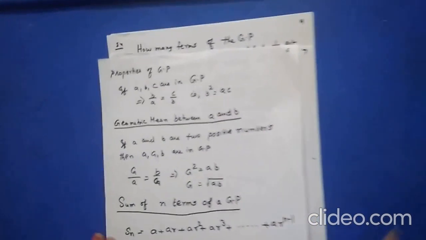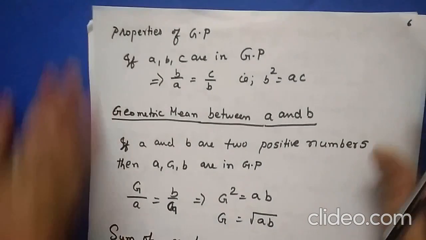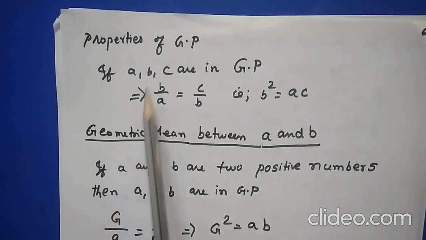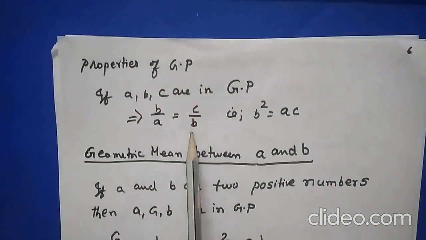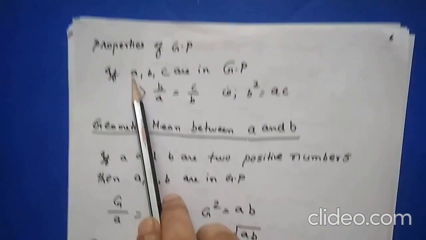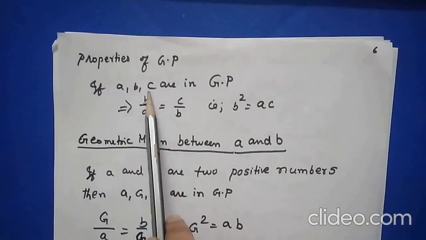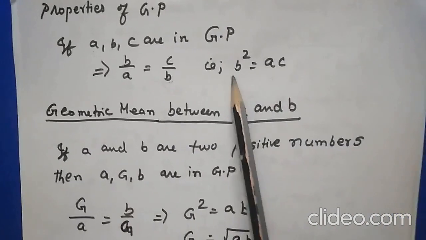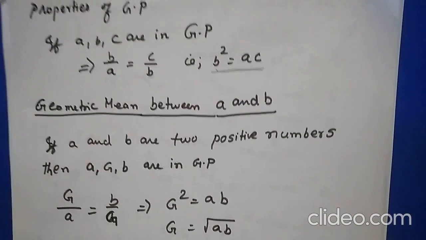Now I am going to teach one property of GP. If a, b, c are in GP, then b by a is equal to c by b. What is b by a? r. r is equal to the second term by the first term. The same r, c by b. Now cross multiply, b² is equal to ac. This is one of the properties of GP.